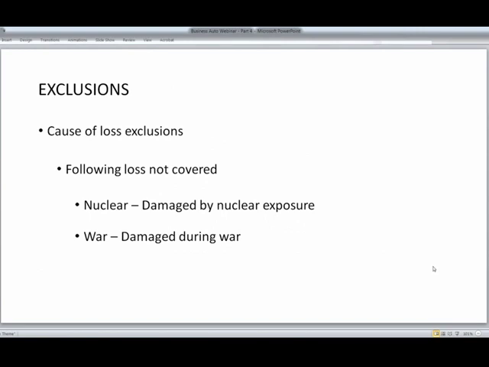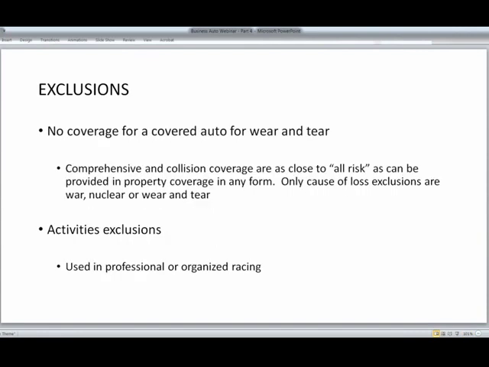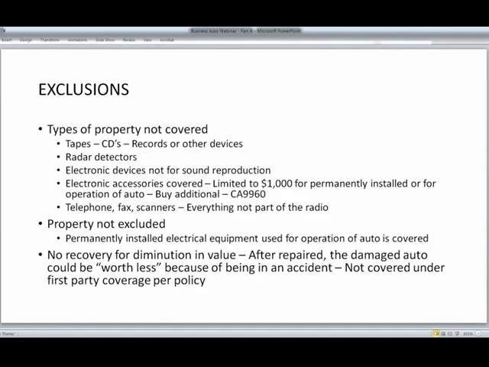So, recap, cause of loss exclusion. The following losses are not covered. Nuclear, damage by nuclear exposure. War, while the vehicle is being used in war. No coverage for covered auto for wear and tear or tire damage. We have the activities exclusion, use in professional organized racing. And then we have types of property not covered: tape, CD, radar detector, electrical devices not for sound producing, meaning the radio or the CD disc player is covered, but not others.